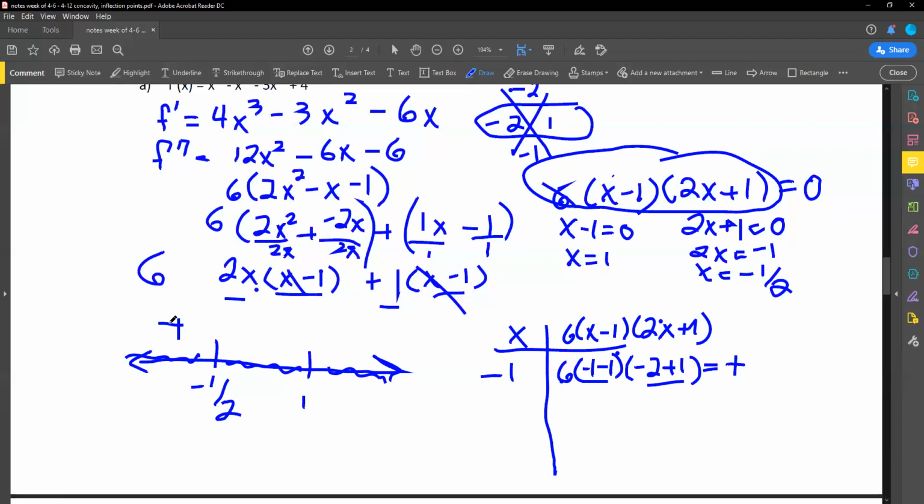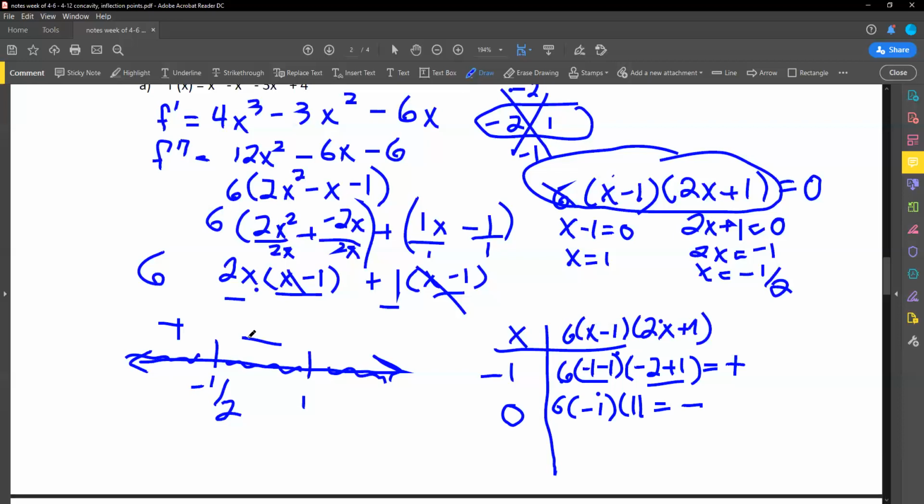Now I'm going to pick a number between -1/2 and 1. I like 0. If I plug in 0, I get 6 times 0 minus 1 is -1. 0 plus 1 is 1. So I'm going to get -6. So I know that it's negative in that region.